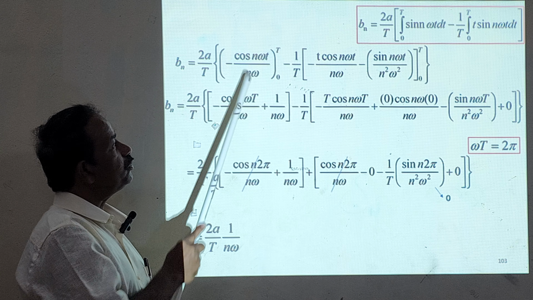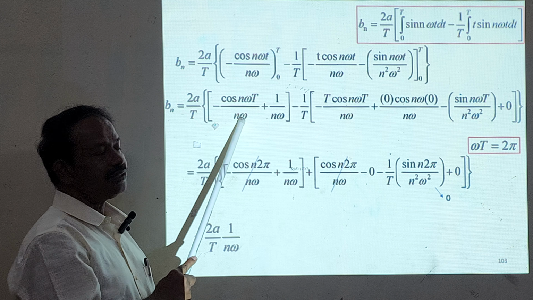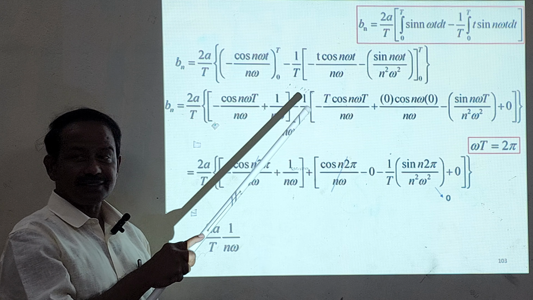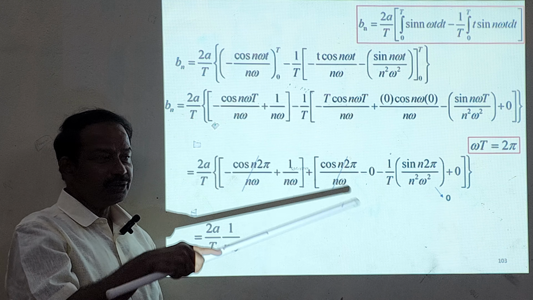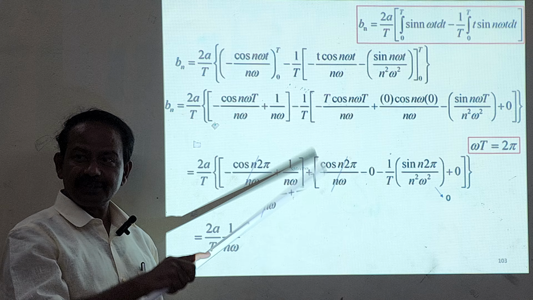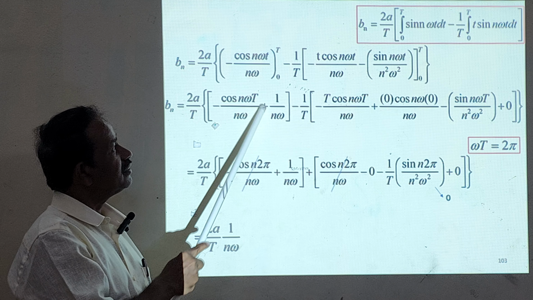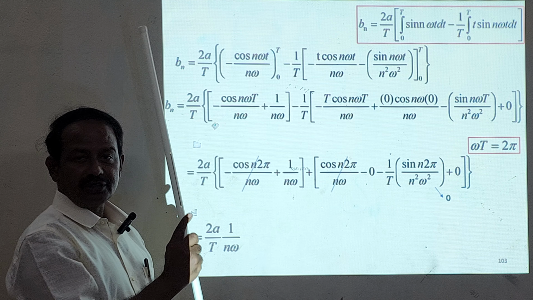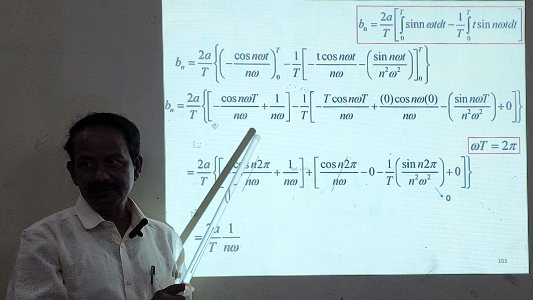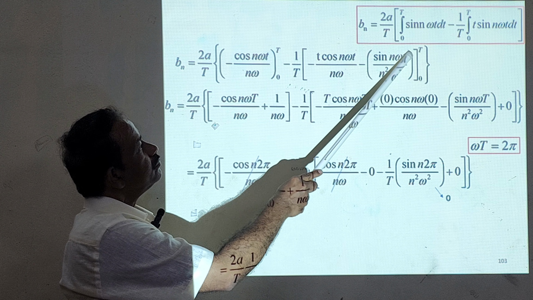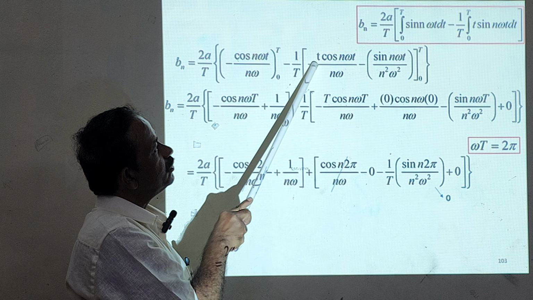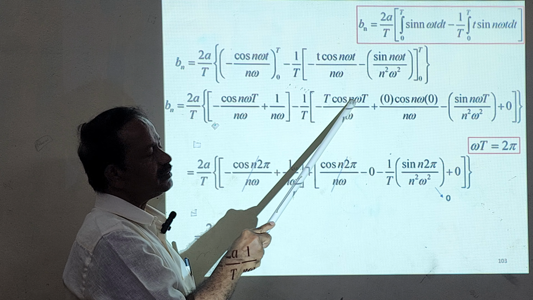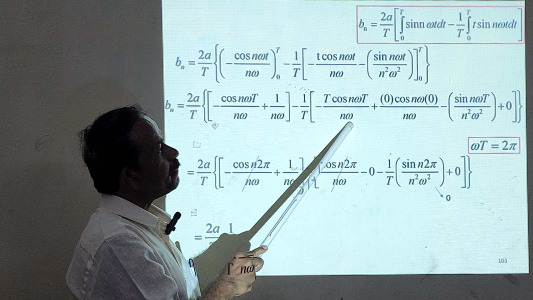Substituting the upper limit will give you minus cos n omega T divided by n omega. Already one minus is there, and you have to use the lower limit. One more minus is there, so minus will become plus. What about cos 0? Cos 0 is 1, so that's why 1 by n omega. Is it okay? Now substituting the upper limit will give you capital T cos n omega T divided by n omega.